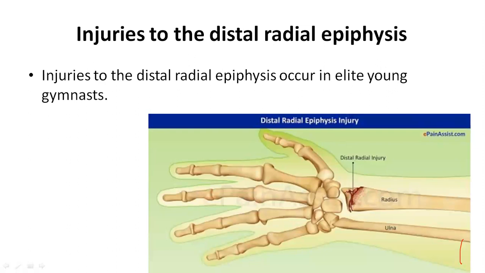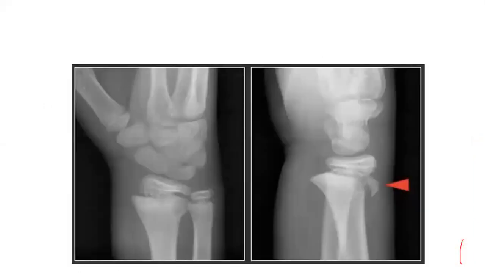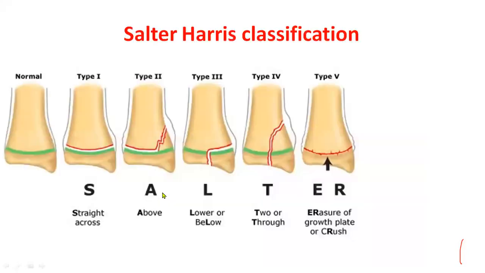Another injury which is very common in elite young gymnasts, who are still in the developmental stage and still have epiphyses in their long bones: besides the scaphoid fracture, the radial epiphysis may be injured when they fall on an outstretched hand, known as FOOSH. Usually there is displacement of the fracture at the epiphysis of the long bone of the radius. We can see it here in this radiograph.